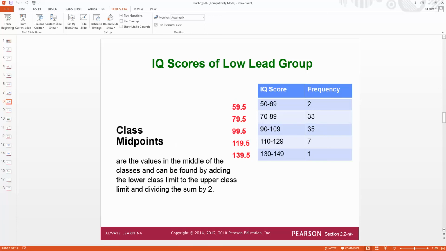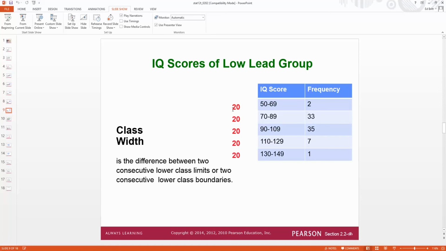Class midpoints, those are values in the middle of the classes, and it says they can be found by adding the lower class limit to the upper class limit and dividing the sum by 2. So if I was to say 50 plus 69 and then divide that by 2, I'd get 59.5. 70 plus 89 divided by 2, 79.5, and so on and so forth. So that's how you find the class midpoints.